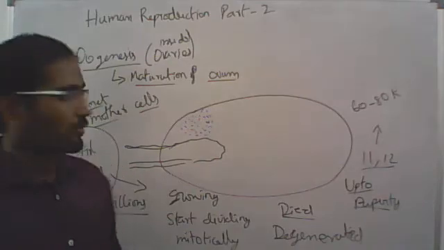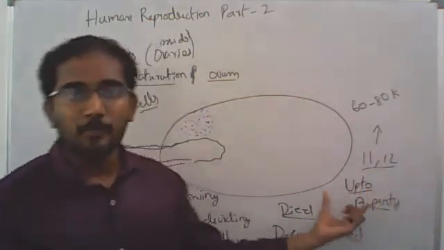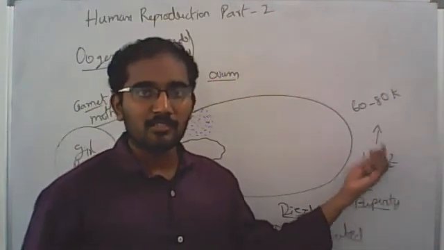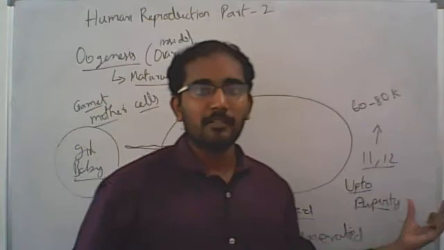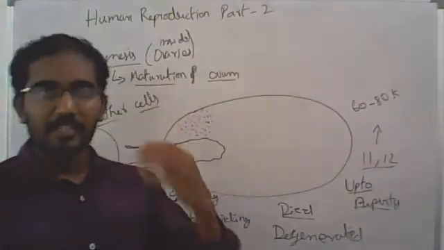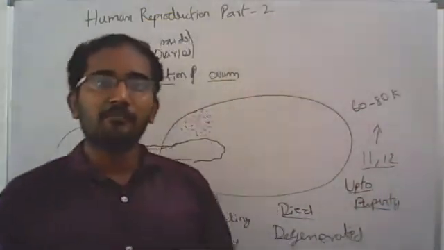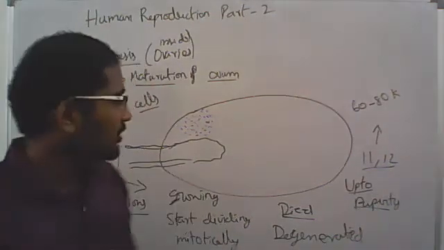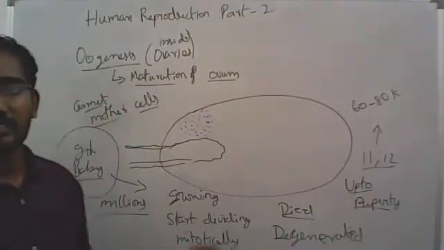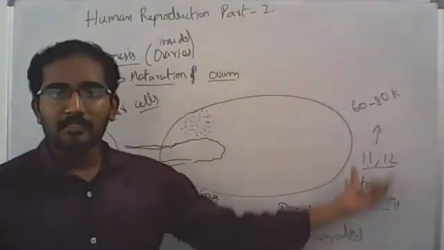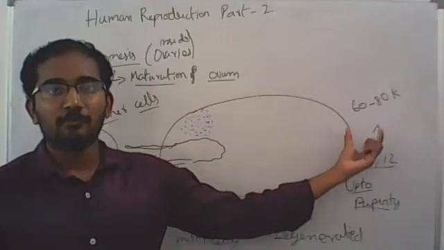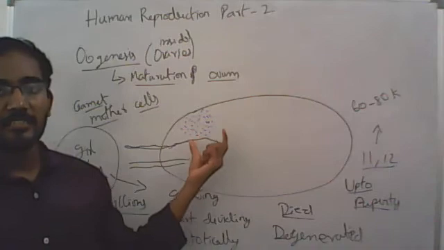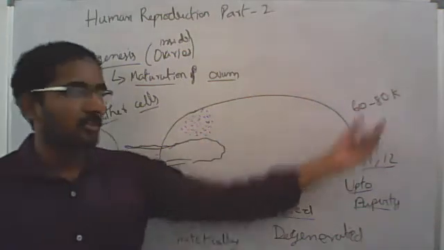When a female child attains puberty, her reproductive organs are almost developed. They start growing and maturing. After she attains adult age, like 17 to 19, the reproductive organs are completely developed. So let's consider that the person is attaining puberty. Now the number of gamete mother cells is 60 to 80k.